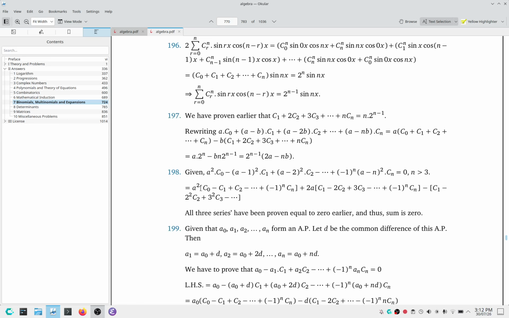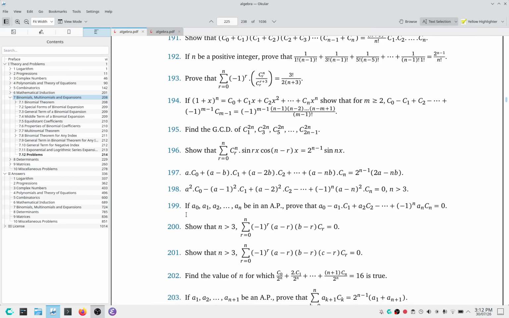So we can write this as a squared times (C0 minus C1 plus C2 up to minus 1 to the power n Cn), and 2a times (C1 minus 2C2 plus 3C3 up to minus 1 to the power n n Cn), and (C1 minus 2 squared C2 plus 3 squared C3, and so on). All these series have been proven equal to 0 earlier, and thus the sum is 0. So you need to refer to earlier solutions, and then you will find that this is 0.